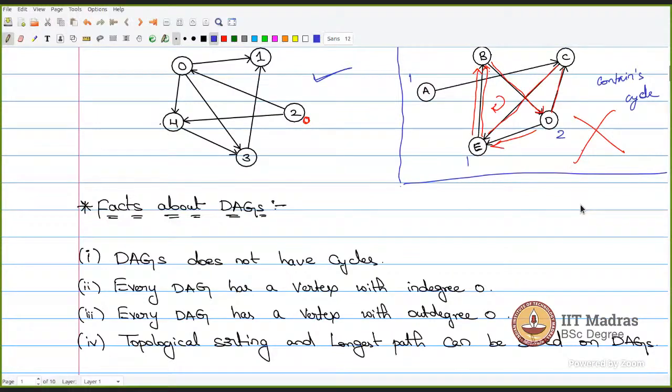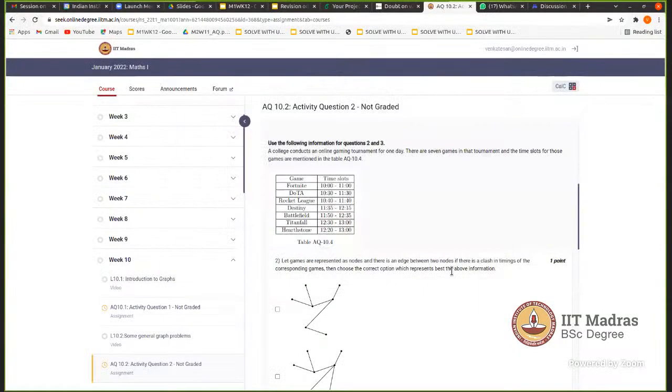Okay, a college conducts an online gaming tournament. Is this the question? Which one, sir? A college conducts an online game. This one. Yeah.